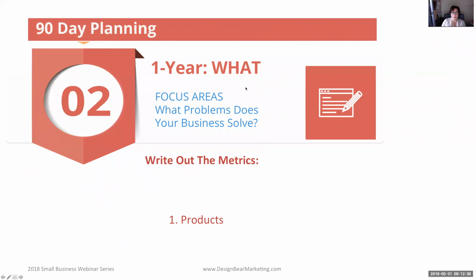So number 2, 1 year. Let's think about our 1 year. So now it's almost June. You can go out to next June, or for those of you that have been here since the beginning, you can think back to where you were in January. So how do you want to be in December, right? What are the metrics that you want to write out?